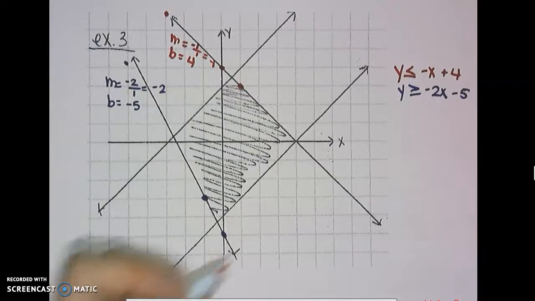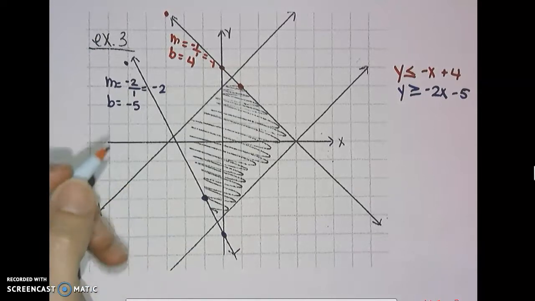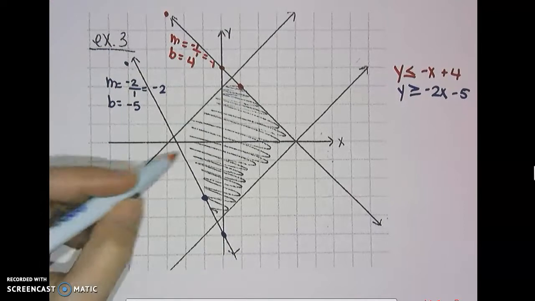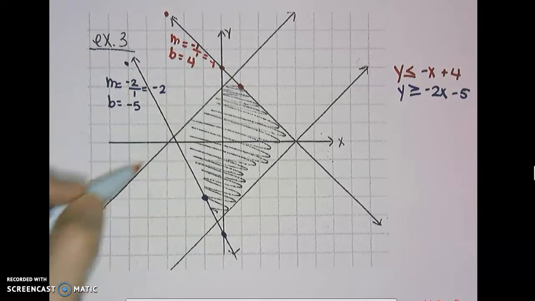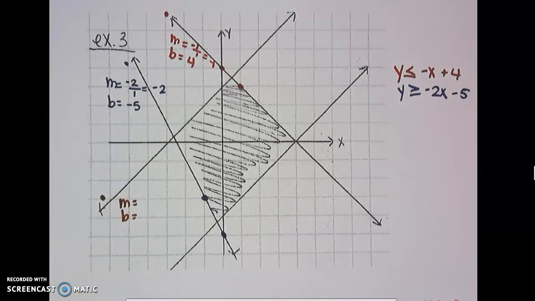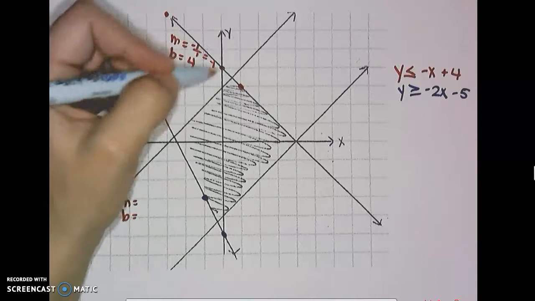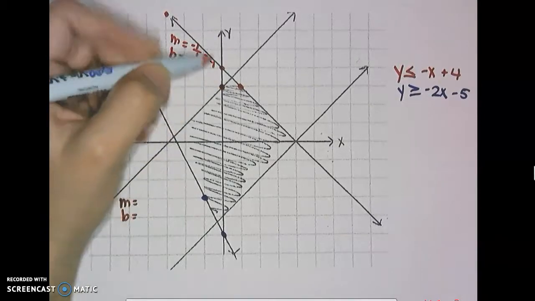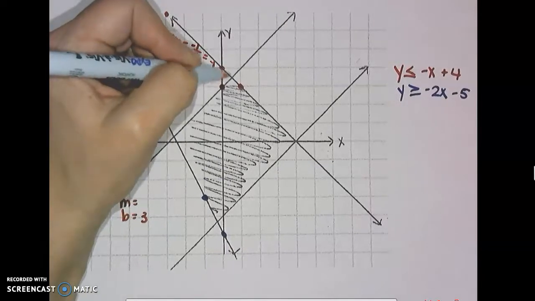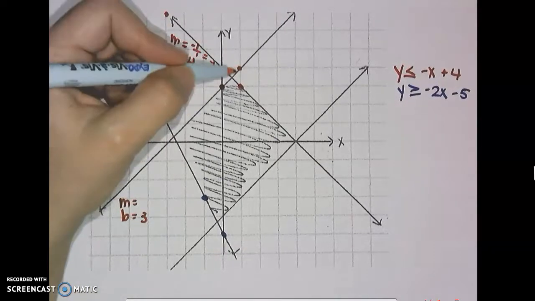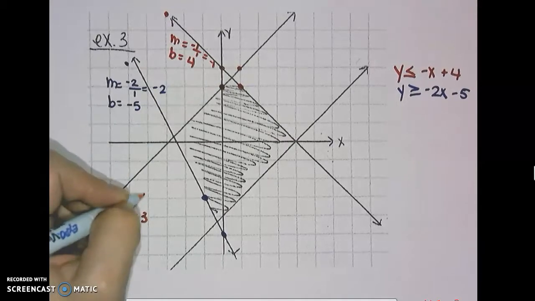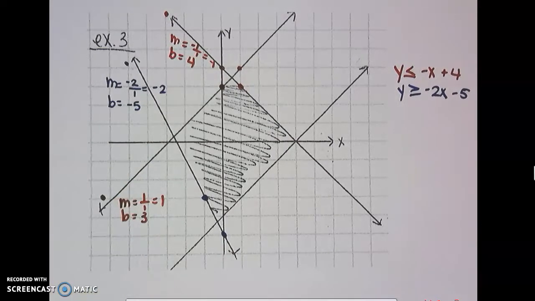Still going around here. Let's write it down here. This one is going to be my orange line. We need to know what m equals and b equals. It crosses the y-axis at that point there, which would be a positive 3. Our next point is going to be right there. Slope is rise over run, so 1 over 1, or just 1.